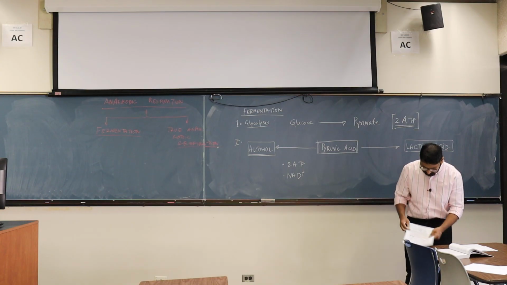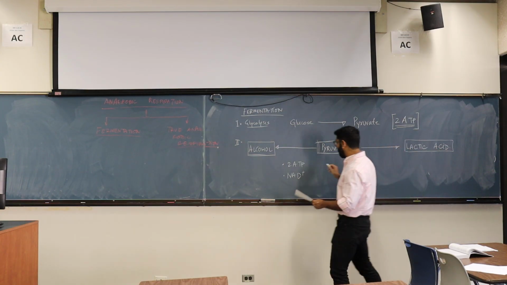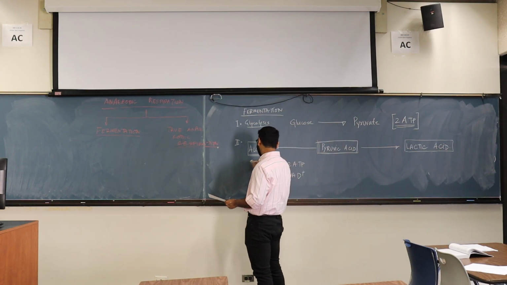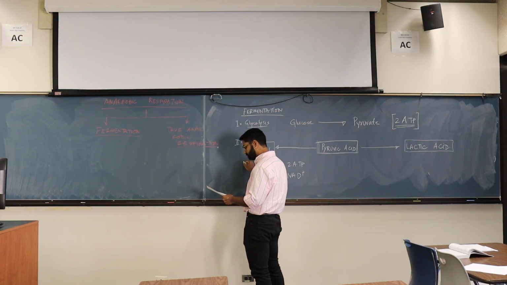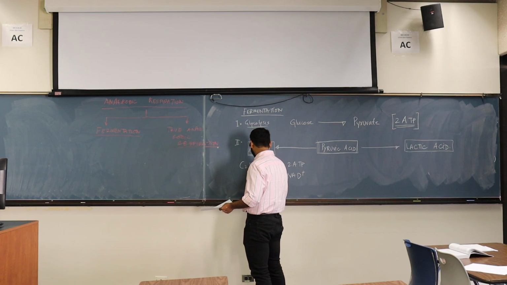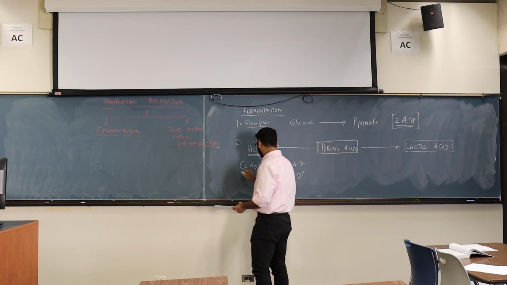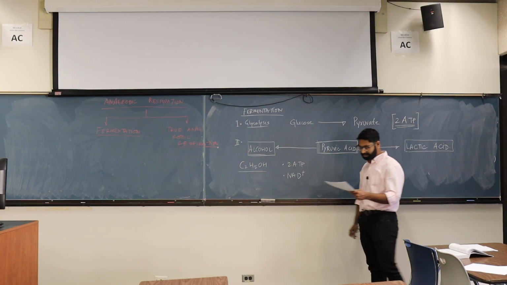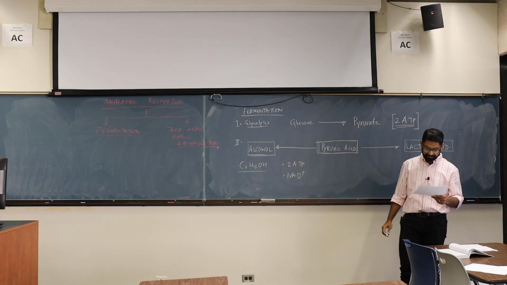Now, the end product of the alcohol fermentation is alcohol, which is typically ethanol, C2H5OH, and in here is the lactic acid, of course, right?